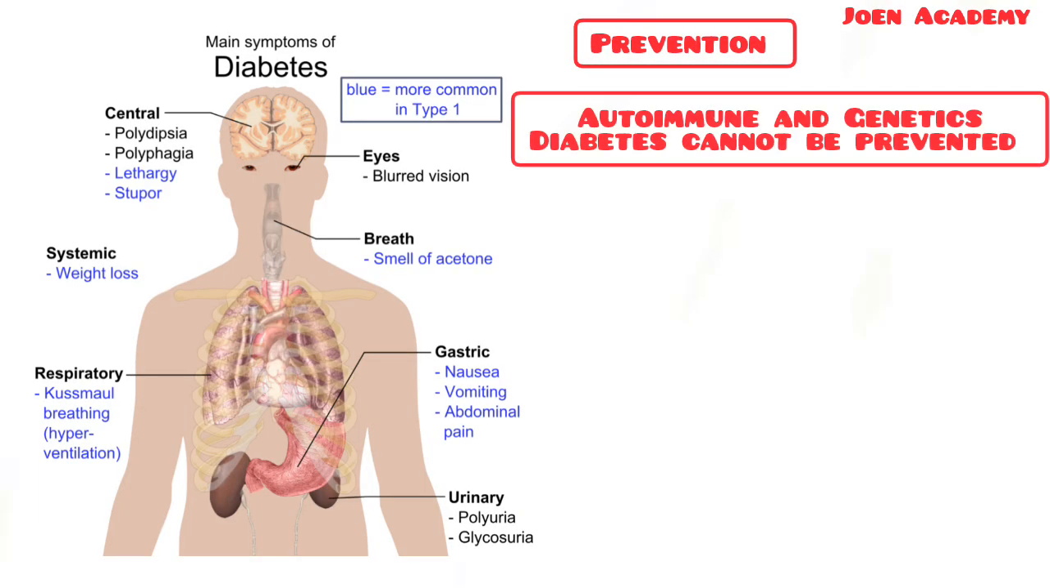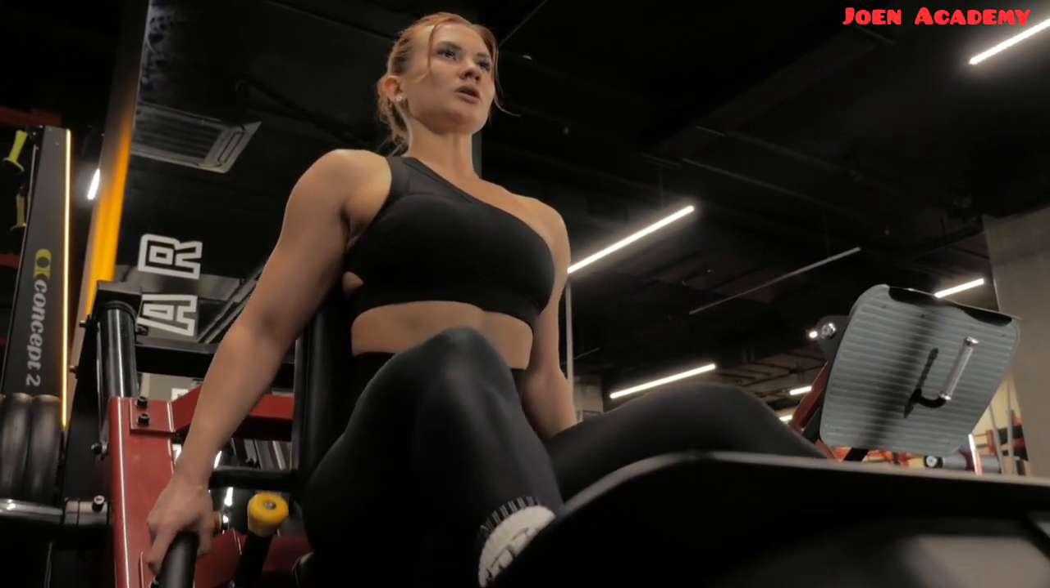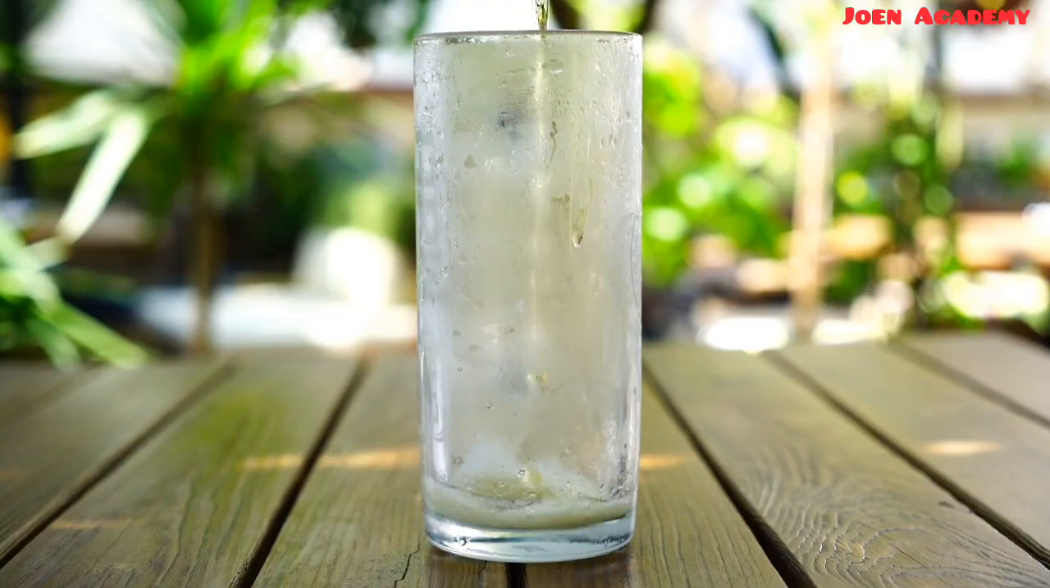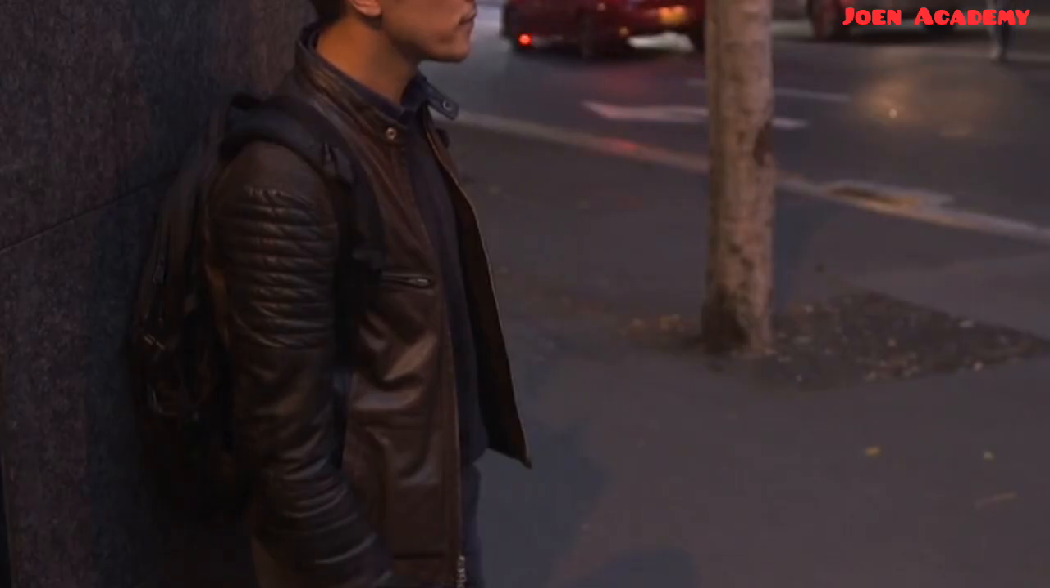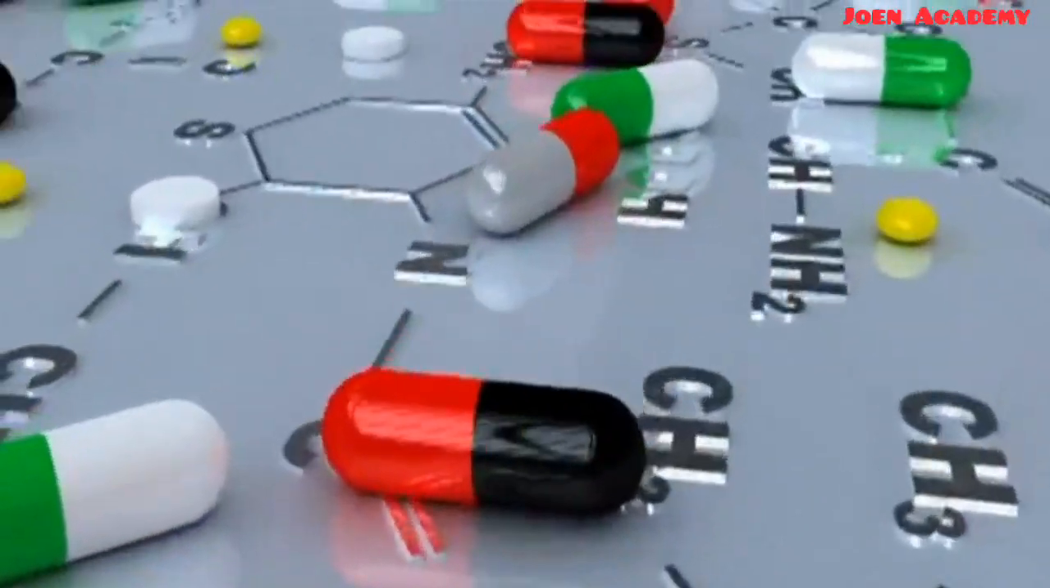You can't actually prevent autoimmune and genetic forms of diabetes, but there are some steps one can take to lower the risk of developing prediabetes, type 2 diabetes, and gestational diabetes. Some of the steps include eating a healthy diet, getting physically active, working to achieve a weight that is healthy for you, stress management, limiting the intake of alcohol, quitting smoking, and taking medications as directed by your healthcare provider.